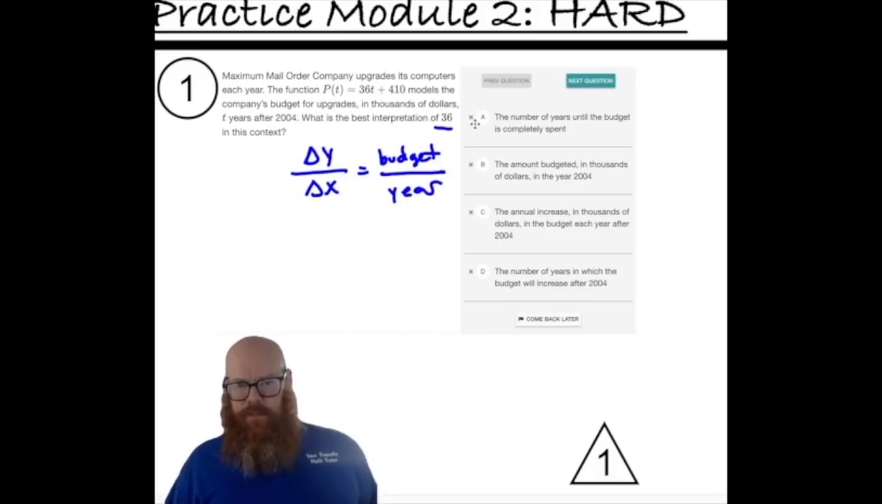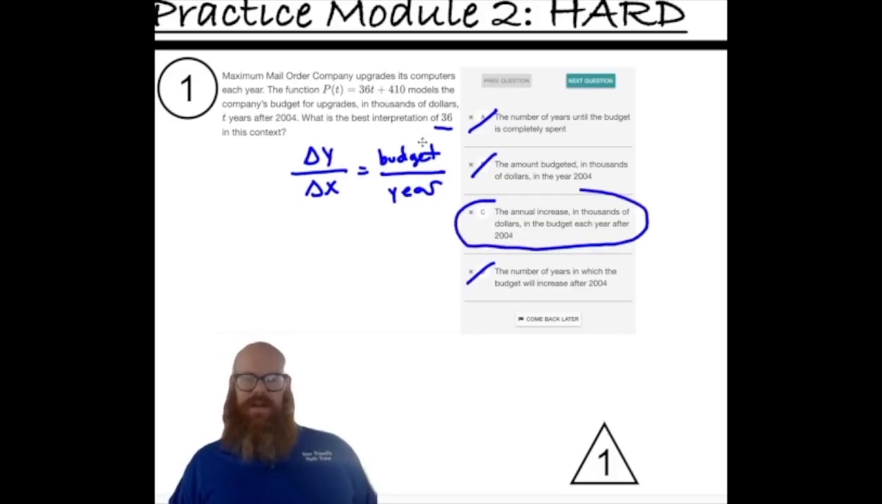So we look, number of years, that doesn't make sense. The amount budgeted in thousands in just this year, that doesn't work. The annual increase in thousands of dollars each year, that one makes sense. And it's not the number of years. So you might have been able to just get C, but I did want to go over how we go through that thinking using slope.